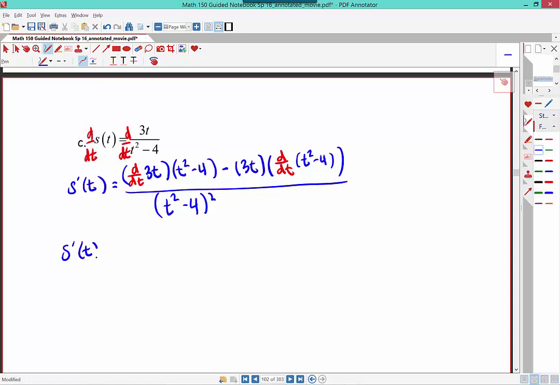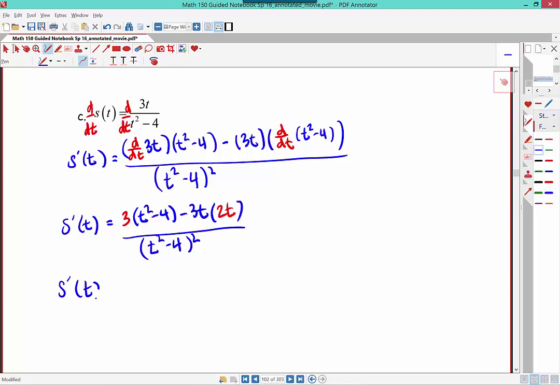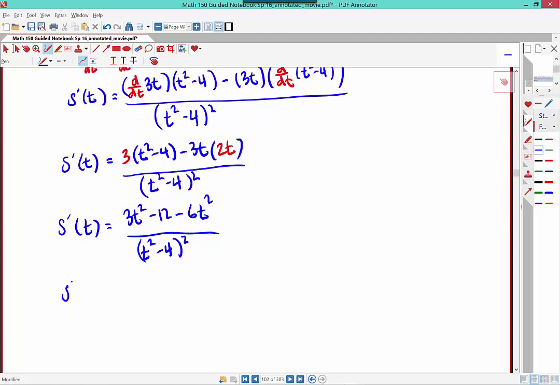Right. So s prime at t is 3 times t squared minus 4, minus 3t times, perfect, 2t minus 0 is just 2t, all over t squared minus 4, the quantity squared. Simplifying, we will have 3t squared minus 12 minus 6t squared, all over t squared minus 4, the quantity squared, which gives us, let's see, negative 3t squared minus 12 over t squared minus 4, that quantity squared.